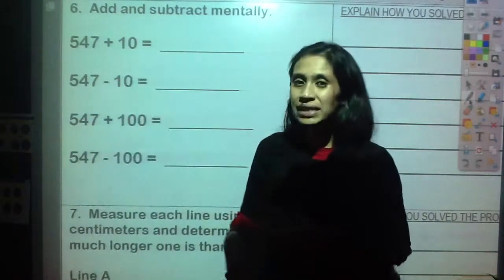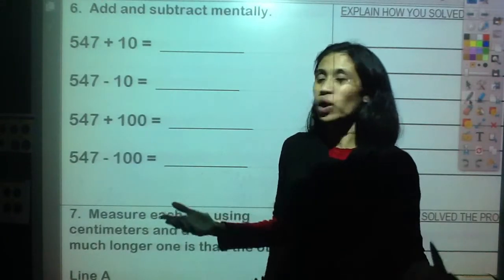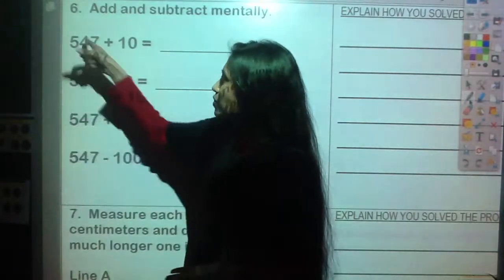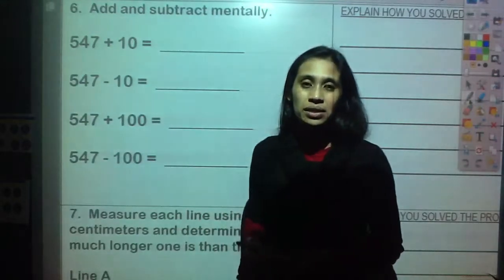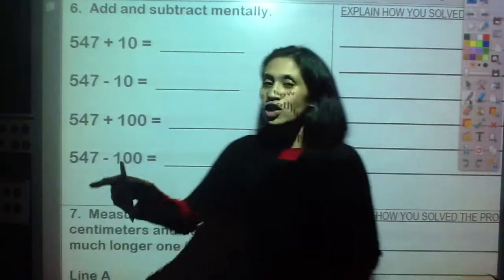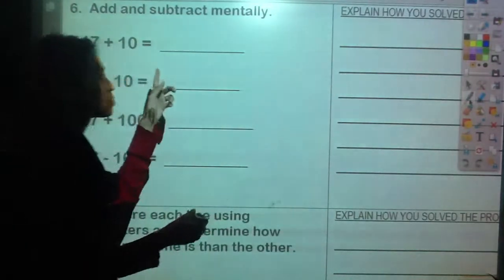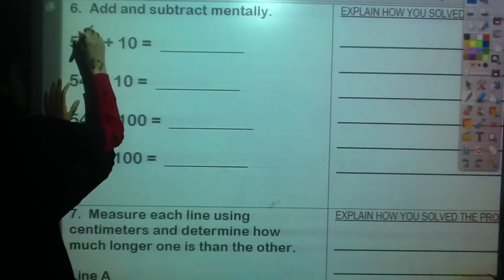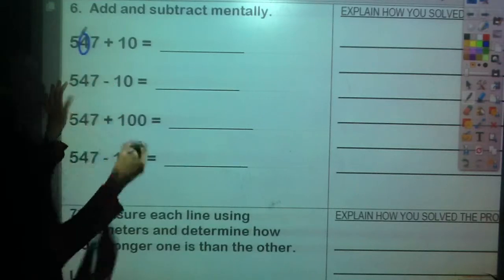So if it's plus 10, we have to look at what place? The hundreds place, the tens place, or the ones place? You have to look at the tens place, because that's a 10. So, which number is in the tens place? The 4. So I'm going to circle that.